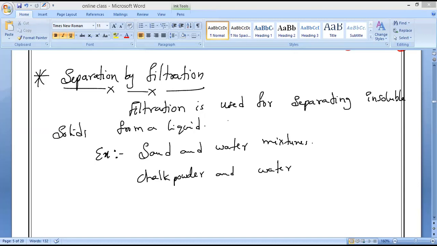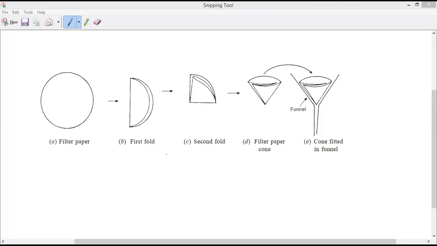Everybody, answer my question. For what substances can we use filtration? Soluble or insoluble solids? Insoluble solids in a liquid, we can use this technique. Now, if you want to do the filtration, first of all you have to make this arrangement. We need one circular filter paper. Observe very carefully, this is a circular filter paper.